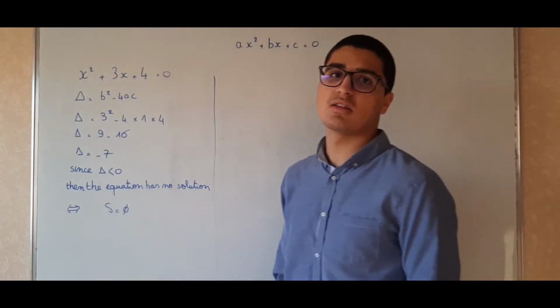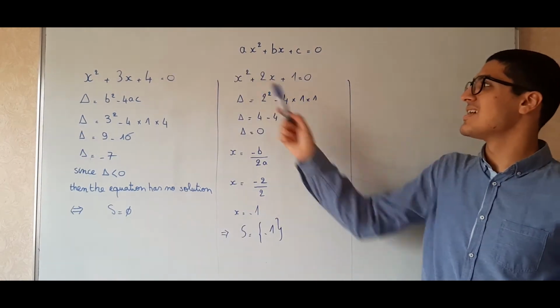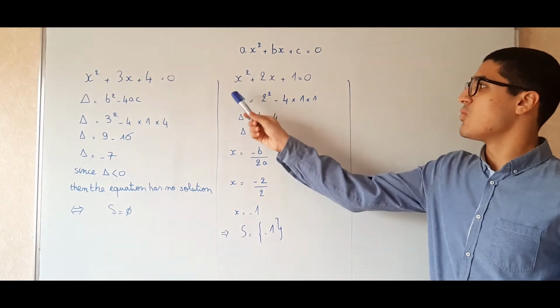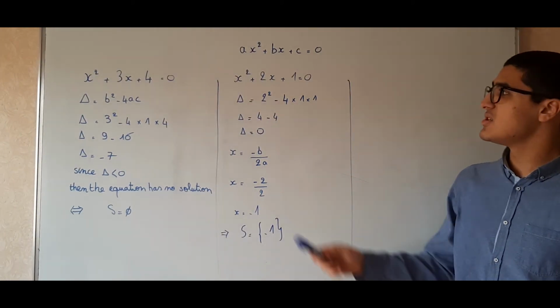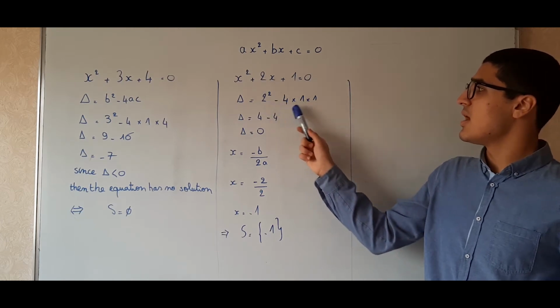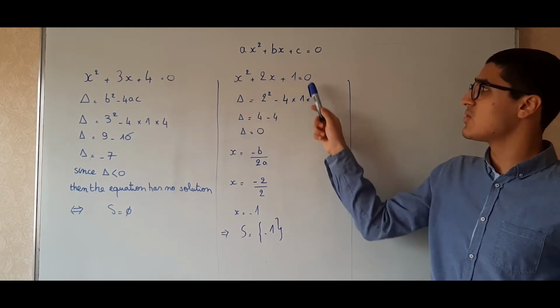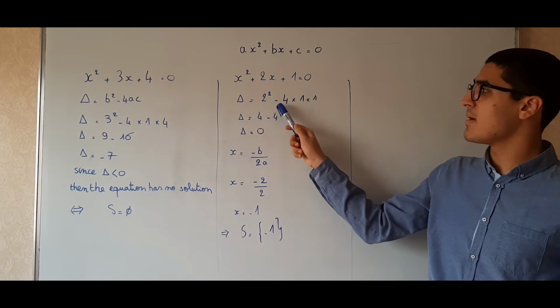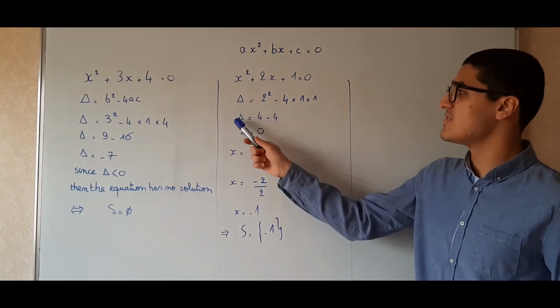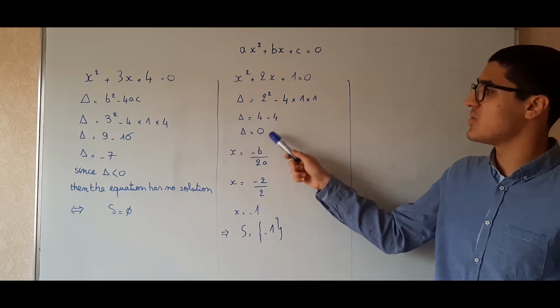You can write it as follows. Here is the second example. x squared plus 2x plus 1 equals 0. We first calculate the determinant, which is 2 squared minus 4 times 1 times 1, since b equals 2, a equals 1, and c equals 1. That is b squared minus 4 times a times c. That gives the determinant equals 4 minus 4, which is 0.